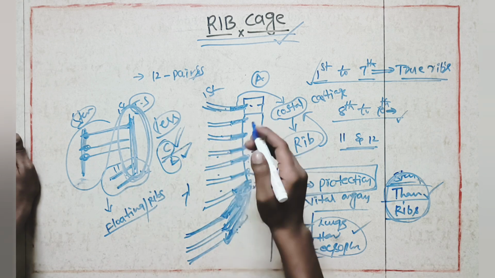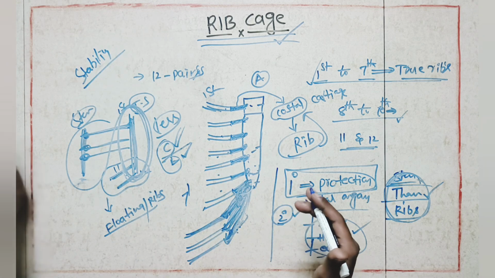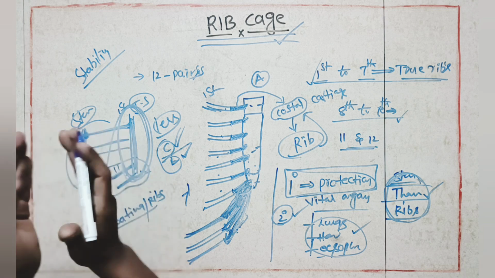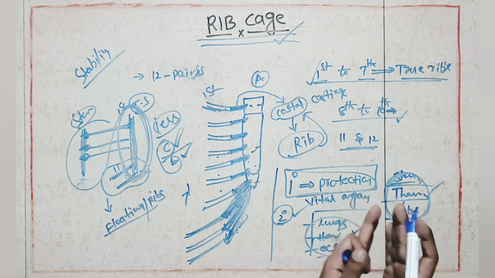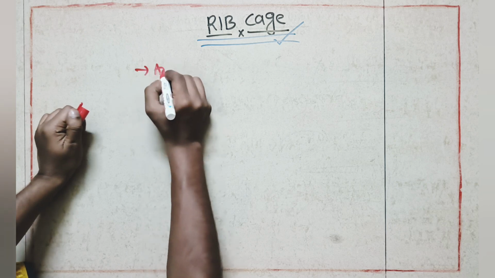If there is less mobility, what's the point? Stability will be more. If there is less mobility, stability will be more. So by these structures it is going to provide stability, and at the same time it is going to provide protection to the vital organs. Okay. Now we will see articulations of the rib cage.